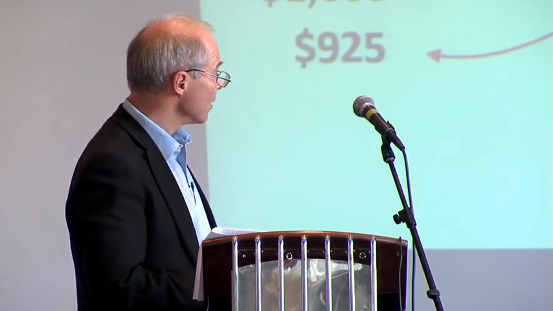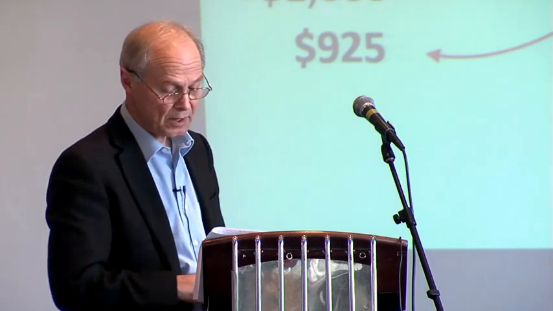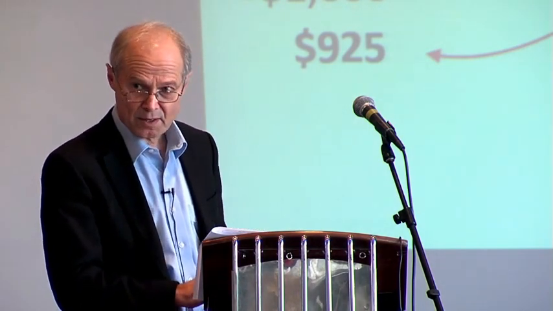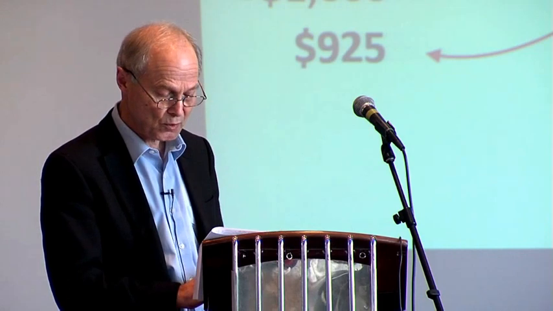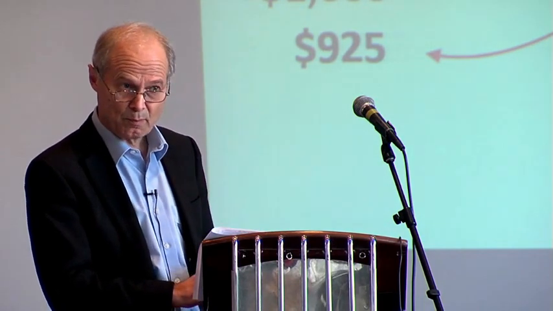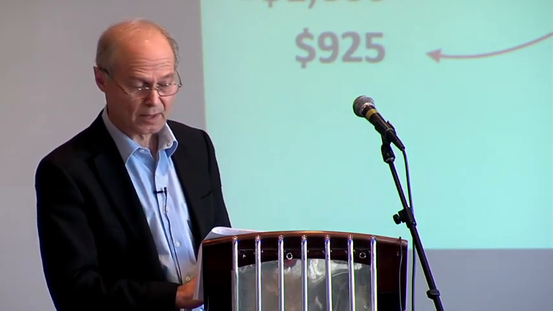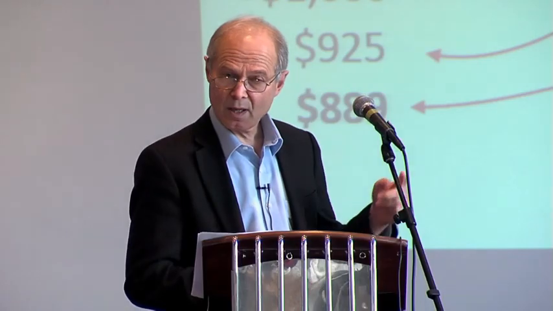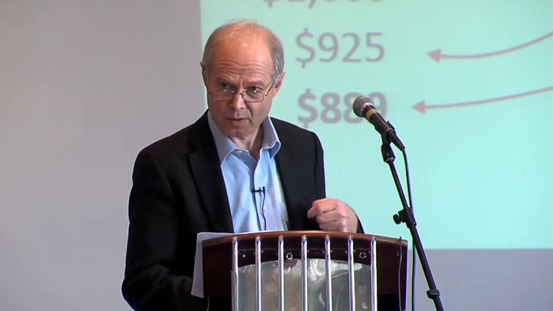Now, what's the third lot of $1,000 worth? Well, it's the same kind of thinking, except that if you put it in the bank, it will be compounding over 2 years. It'll be in the bank for longer, so you'll get more. So you can afford to give me a bigger discount if I give you the money now. And if you do the maths, it's $889. And as you can see, the further in the future the payments, the less they are worth now.